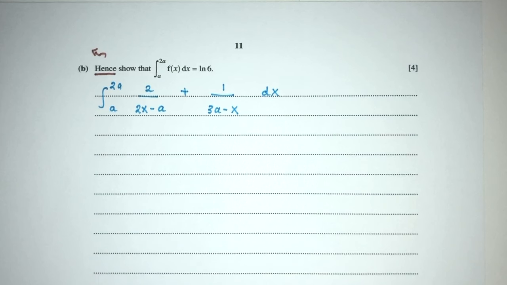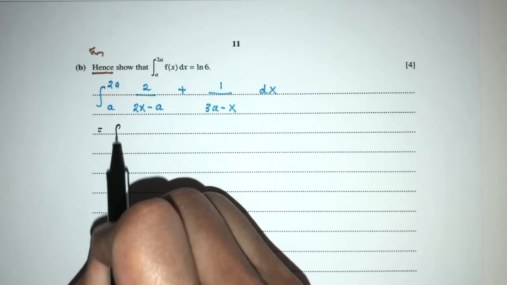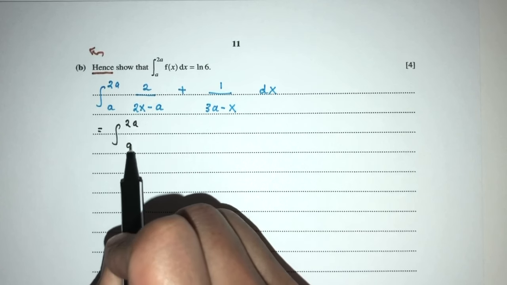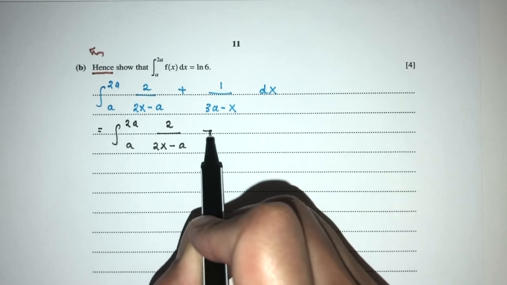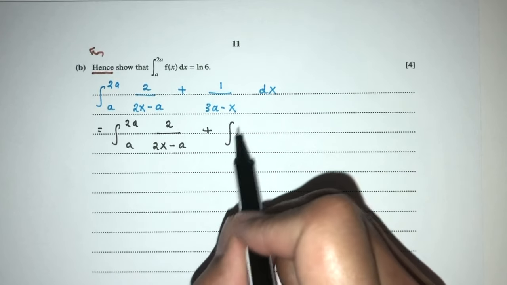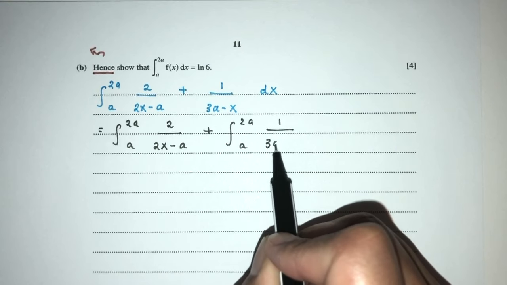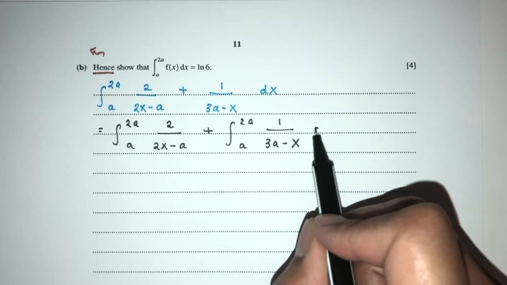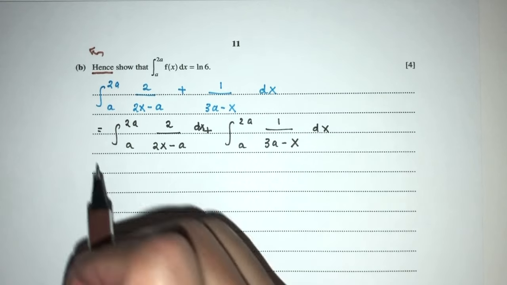So let's try to solve one by one. The idea is that we can always break this down into two pieces. That would be 2a, and here we have 2x minus a, plus, here we have plus, and that will be 2a, 1 over 3a minus x dx, obviously, for those two. Let's first look at this one.